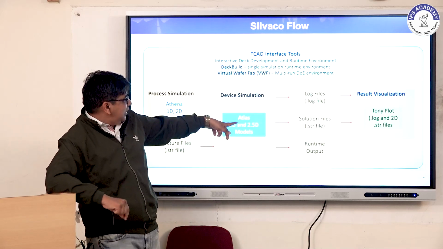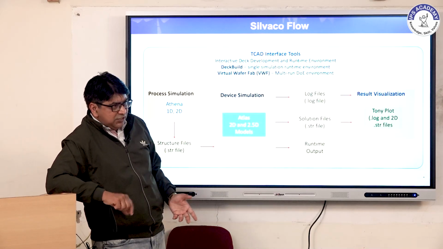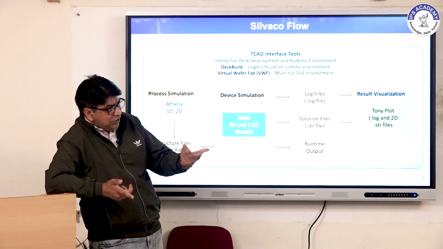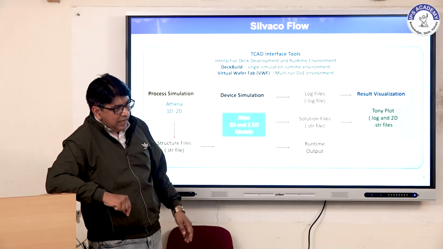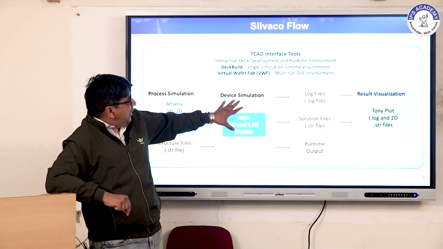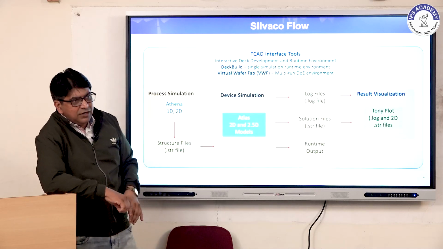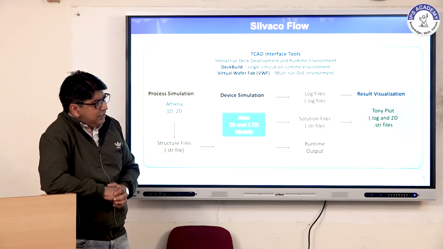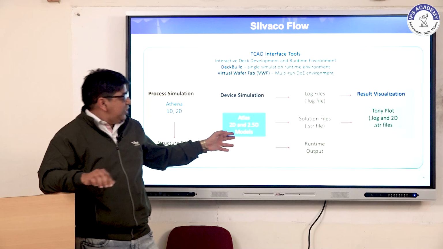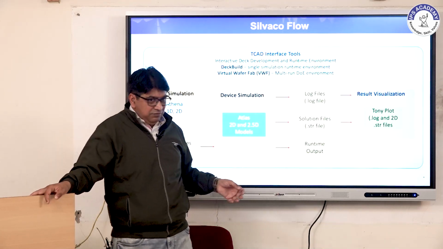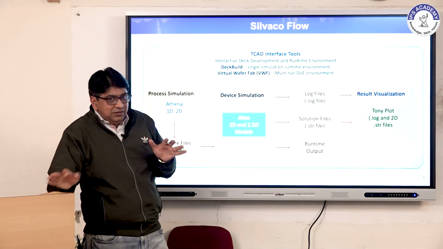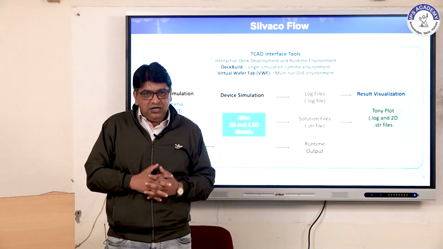Another tool is there. I started this work with it because I'm not interested in the process. I want to work on the device and check the device performance. So I started with ATLAS. ATLAS is one tool, and over there we write some commands. There is the DeckBuild environment, and we put them there. I don't want to go into detail because that is new for most people here. I'm just suggesting how we can start the work.